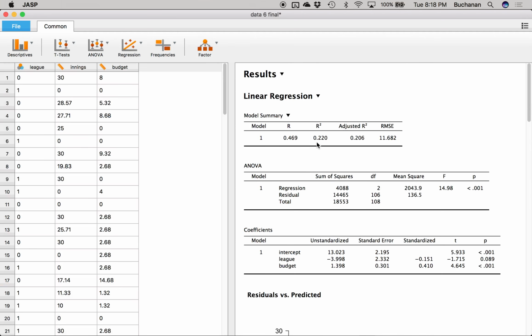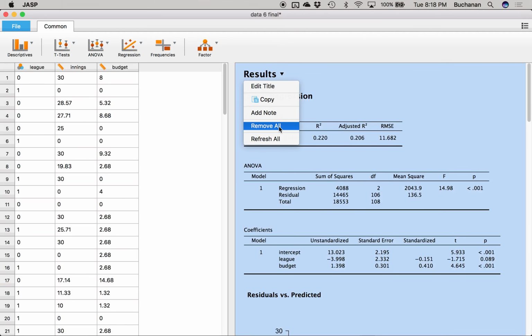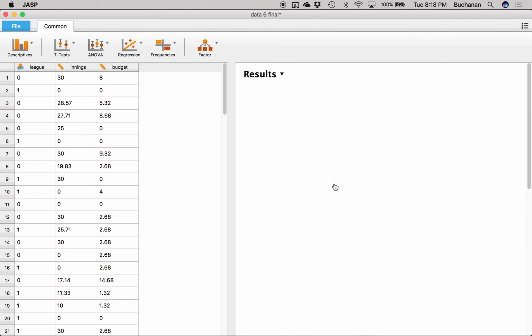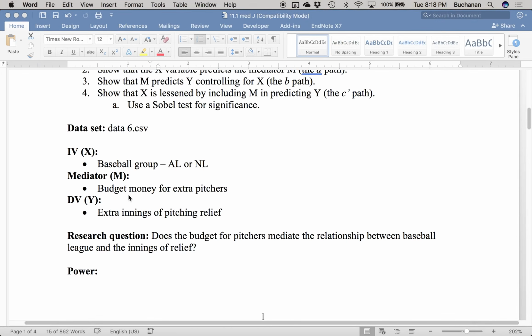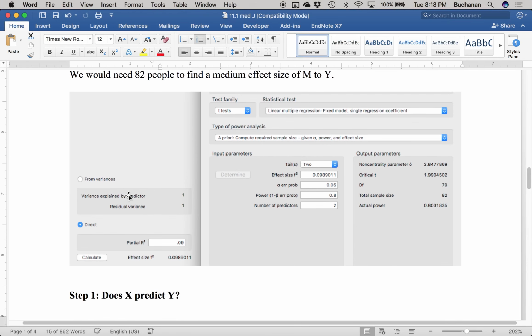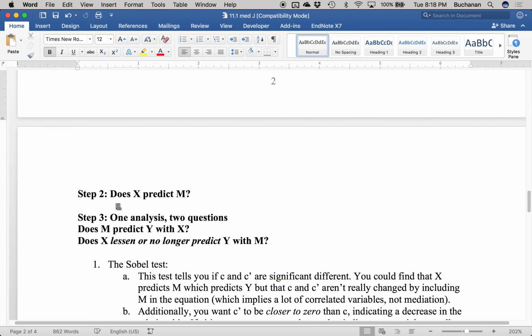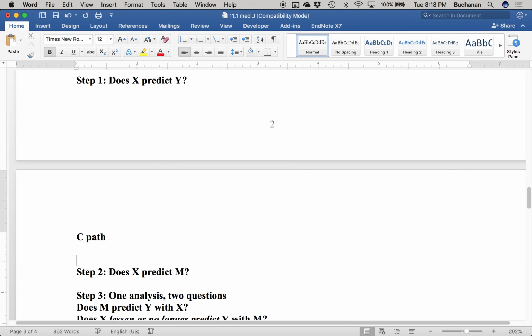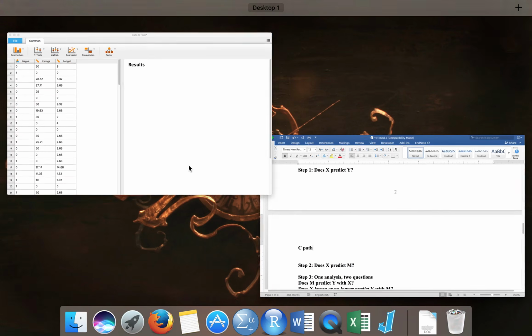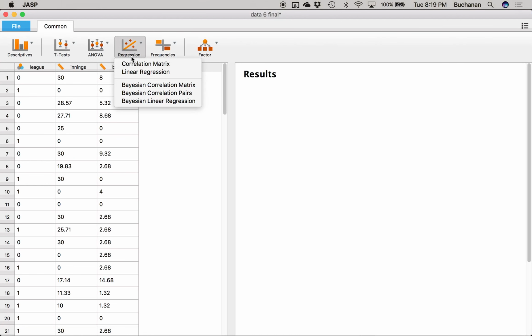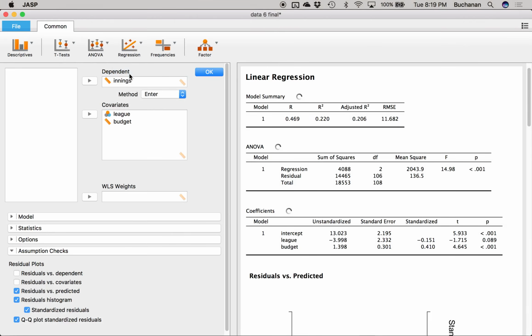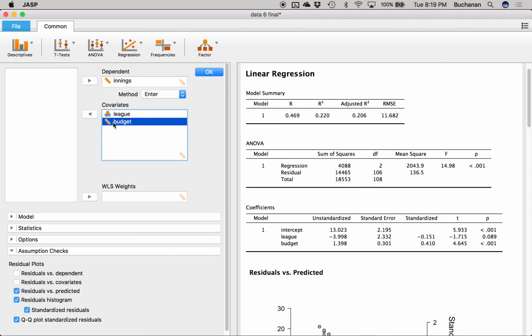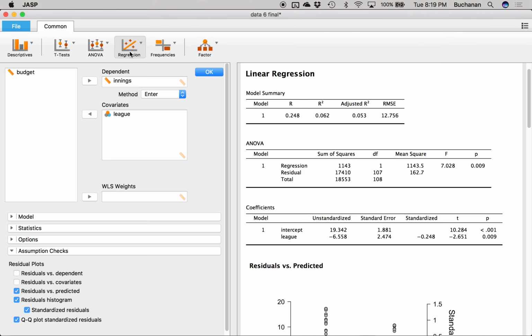All right. So data screening aside here, I'm going to remove all my analyses just so I don't get confused. But we're going to start by, let's say we get through all that data screening, and we decide to power through a normal analysis. We're going to look at, is X predicting Y? So this is the C path. And we're going to see if that is significant. So click regression, linear regression. And X here is our league variable. So we just want to know if league predicts innings.